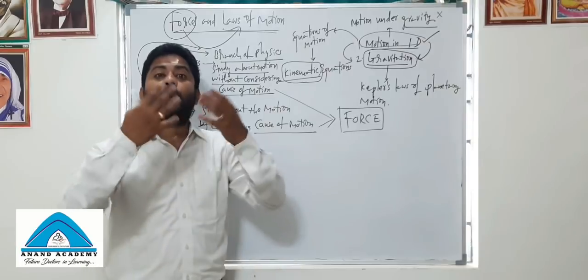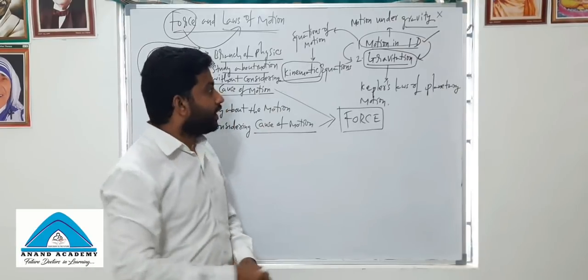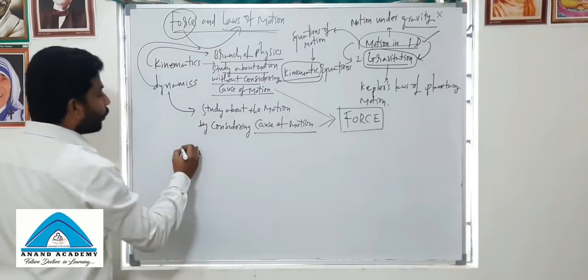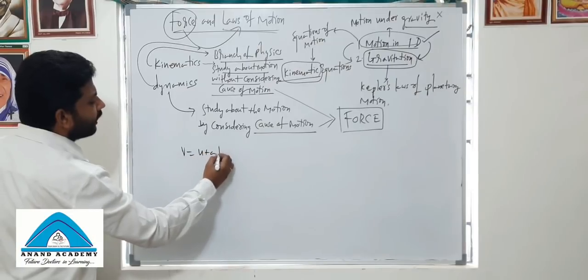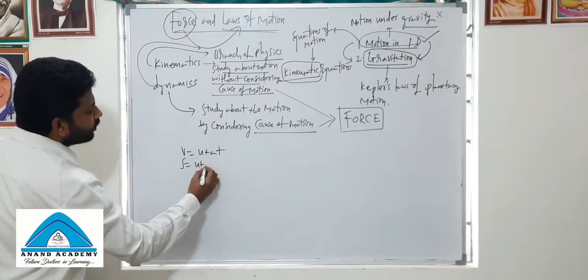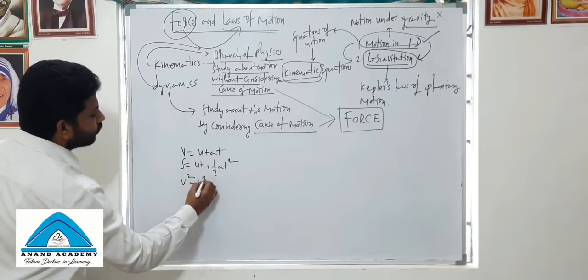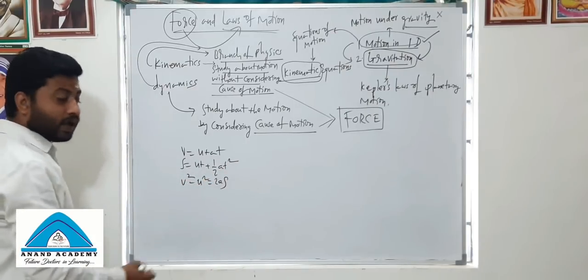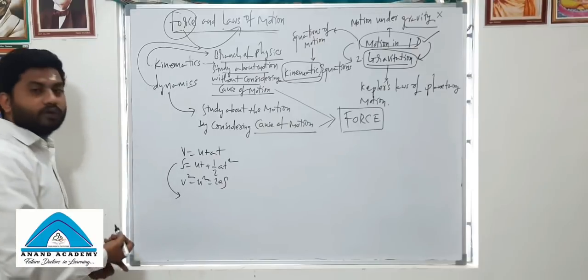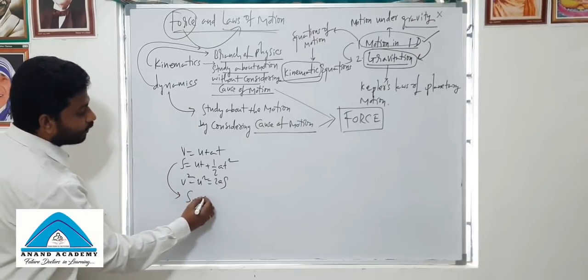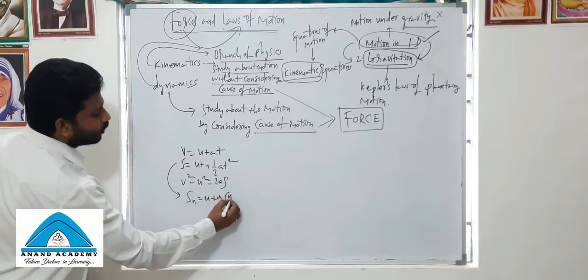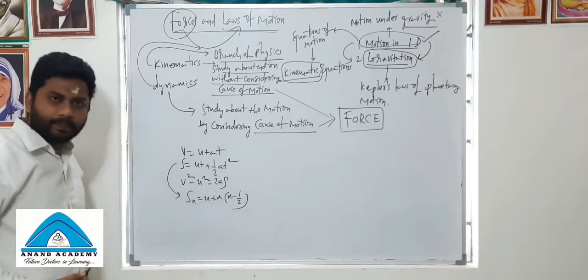retardation, equations of motion, including equations of motion, we have V is equal to U plus AT, S is equal to UT plus half AT square, V square minus U square is equal to 2AS. From this, a special case also we have discussed. Sn is equal to U plus A into N minus half.